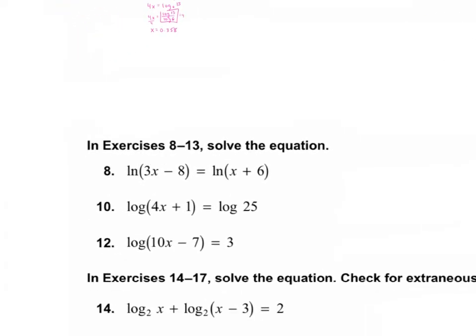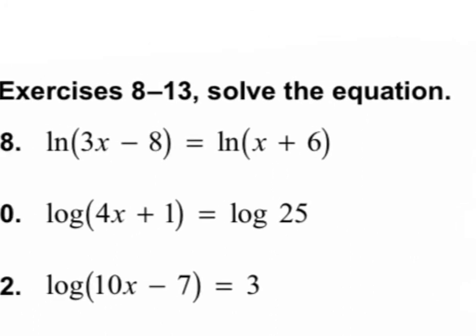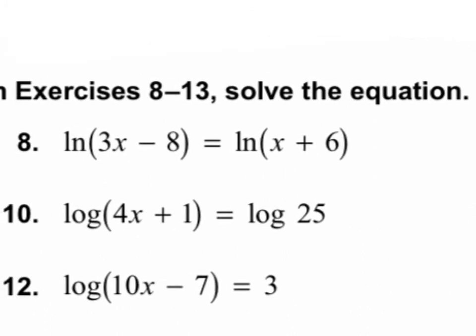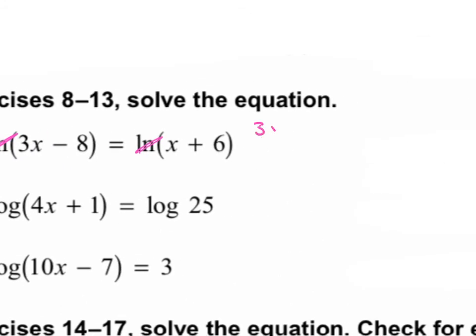Awesome. Let's look at number 8. How can we solve this equation? Right. Both are right. We could make our big base e on both sides to get the ln's to cancel, or the ln's just cancel. If you have ln of something is equal to ln of something, the ln's just cancel. So we have 3x minus 8 is equal to x plus 6. How do we solve for x next? Subtract x on both sides. So 2x minus 8 is equal to 6.